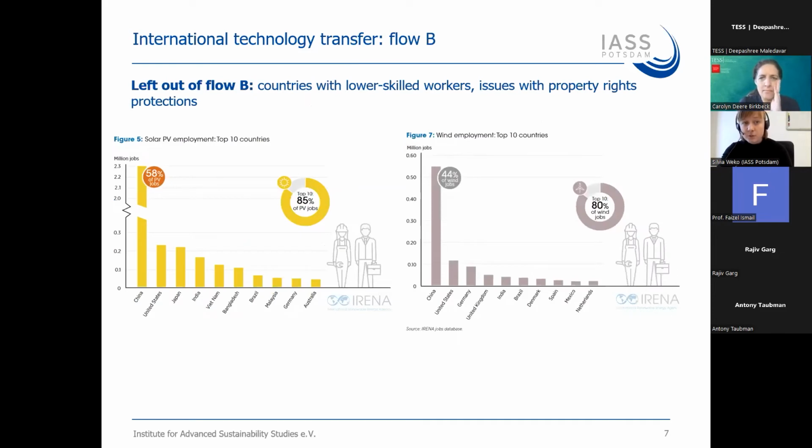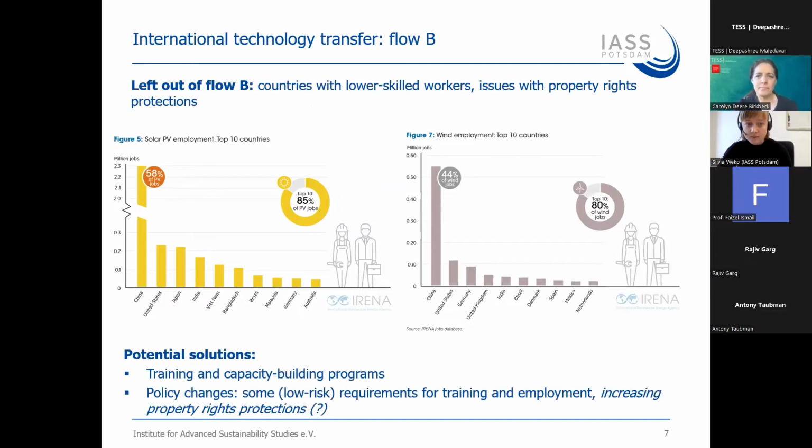But who's left out of flow B? Countries with relatively lower skilled workers, and also according to the literature, although this is sometimes disputed, countries that have relatively low international property rights protections rankings. So one way to increase this tech transfer flow would be training and capacity building programs, maybe policy changes, so requiring training and employment if there's going to be a new project built, potentially also increasing IPR protections.